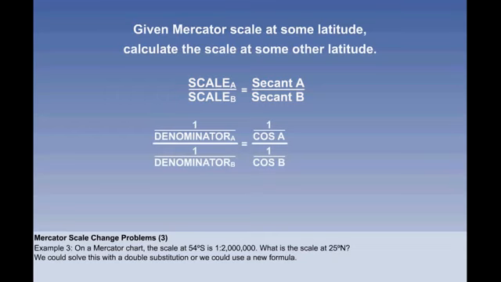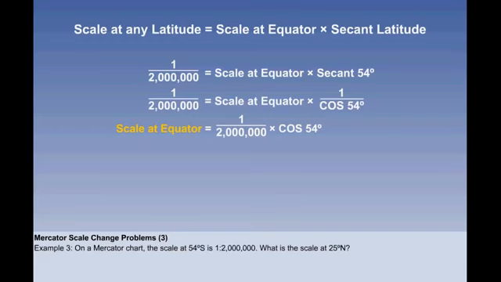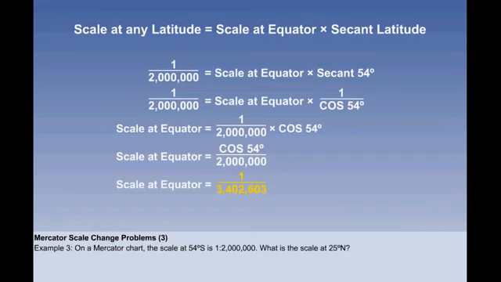Scale at any latitude equals scale at the equator times secant of the latitude. The scale at 54 north is 1 to 2 million. As before, write secant as 1 over cos. Rearrange to make the scale at the equator the subject of the equation. This gives us the scale at the equator. It's 1 to 3,402,603, about 1 to 3.4 million.